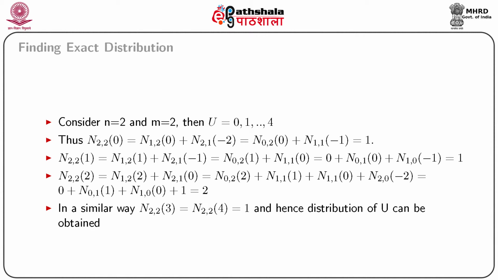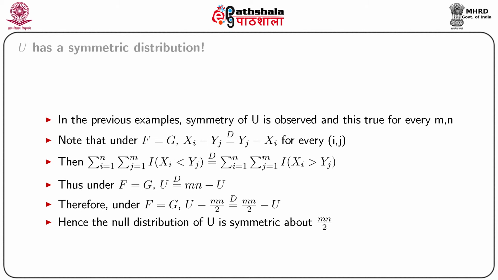Next, consider the example with n equal to 2 and m equal to 2. Then U has the possible values 0, 1 up to 4. Applying the recursion relation, the distribution can be obtained. But what is important in these examples is the nature of the distribution of U, that is, the nature of the mass function. For the first example, U takes two values, each with probability half. For example 2, U takes three values, each with probability 1/3. For the last example, the middlemost value has the highest probability and the values equidistant from this highest value have equal probabilities. Thus, U has a symmetric distribution.